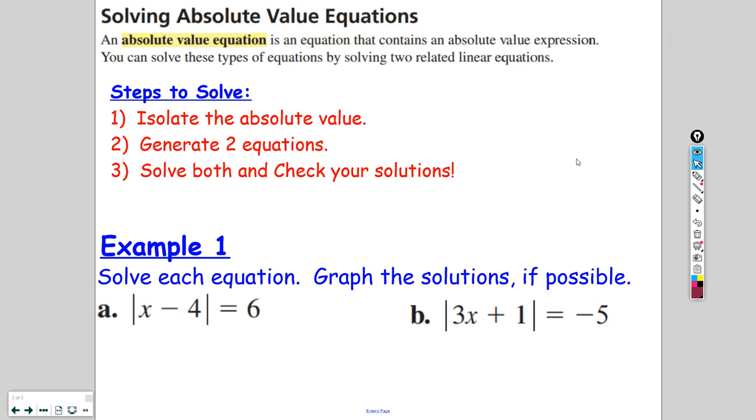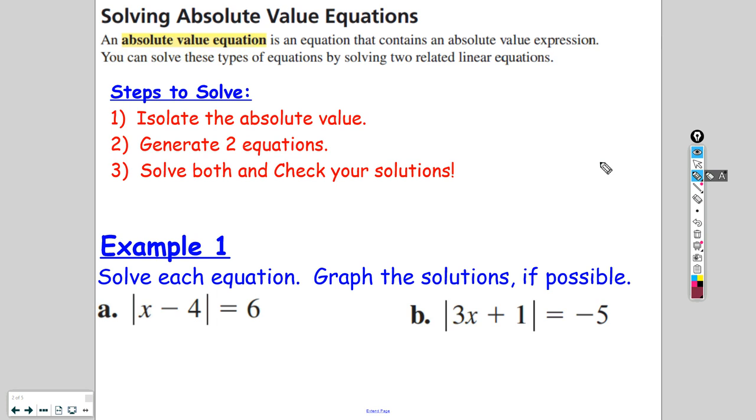So to solve an absolute value equation, we're going to isolate the absolute value first if it's not already isolated, and then we're going to generate two equations. An absolute value equation is an equation that contains an absolute value expression. Here are the steps to solve. Once we generate our two equations, we're going to solve both and check our solutions.